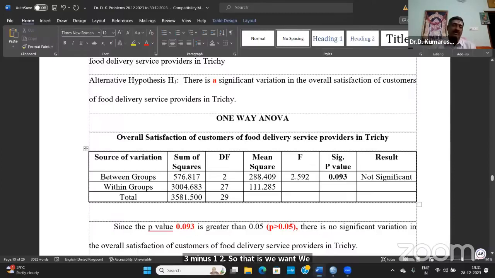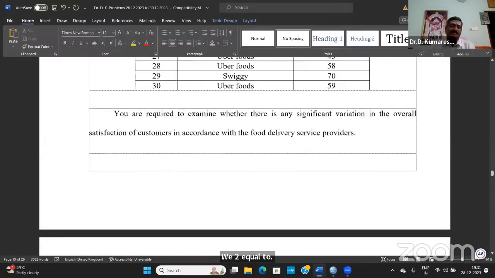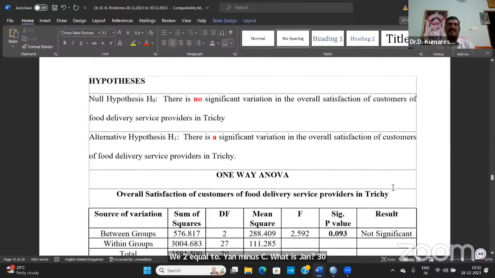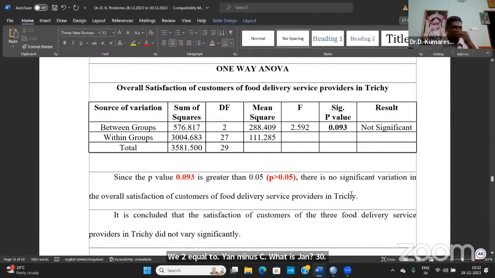V1 equal to C minus 1. Then V2 equal to N minus C. What is N? N is 30. What is C? 3. So what is N minus C? 27. So V2 is 27. Then come to V3. V3 is N minus 1.